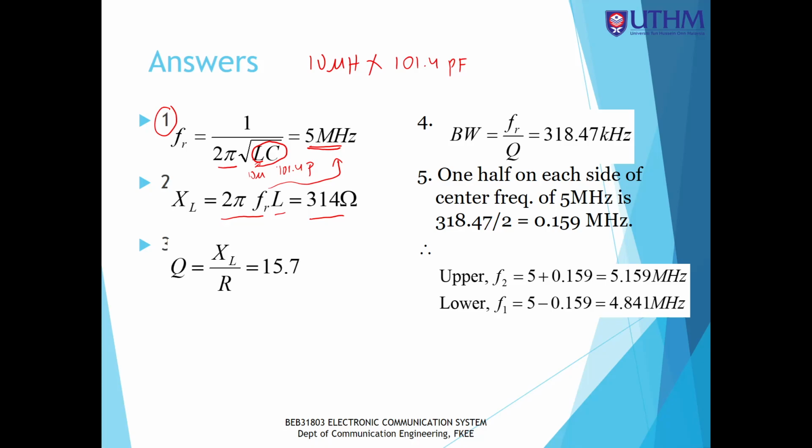Okay, and then the second question, inductive reactance, 314 ohm, 2 pi multiplied with resonant frequency multiplied with the inductance in Henry. Okay, so this inductance is in terms of Henry, so 10 microhenry. Okay, so you get 314 ohm.